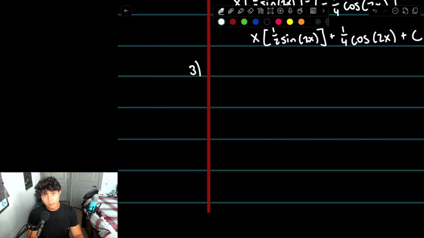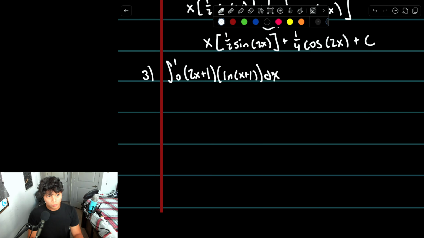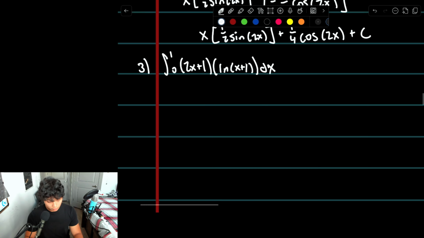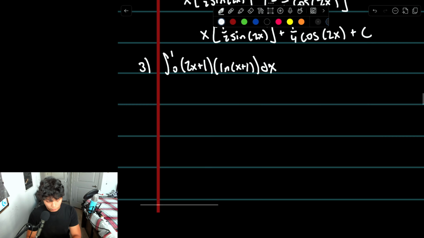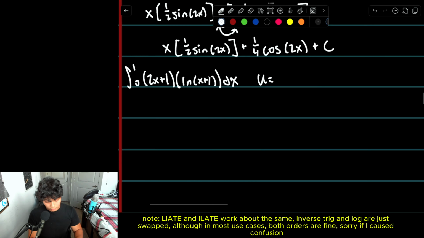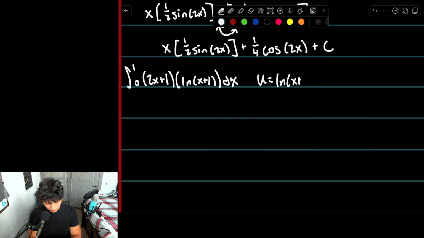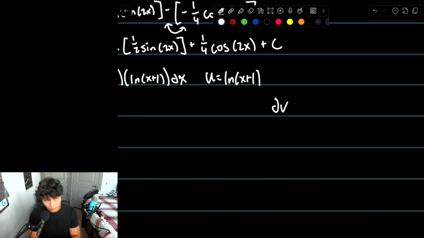Now this next problem will be a definite integral, so let's write it down. With the starting process and plugging everything in, nothing's really changed. It's still about the same way, where we use our LIATE method to find u, which we will set to our logarithmic equation, and then using the rest of the equation as our dv, which is 2x plus 1 dx.